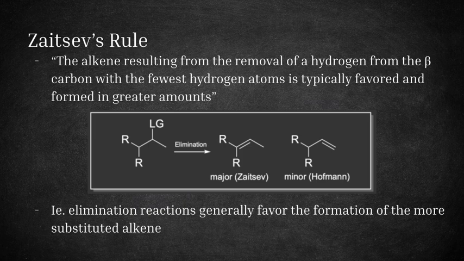In other words, elimination reactions generally favor the formation of the more substituted alkene, where the double bond forms between carbons that have the most carbon substituents. Alkenes become more stable as the number of directly attached carbon groups increases, making more substituted alkenes generally more thermodynamically stable. Now that we have a sense of alkene stability, let's take a closer look at the two main elimination reaction mechanisms, starting with the E1 mechanism.